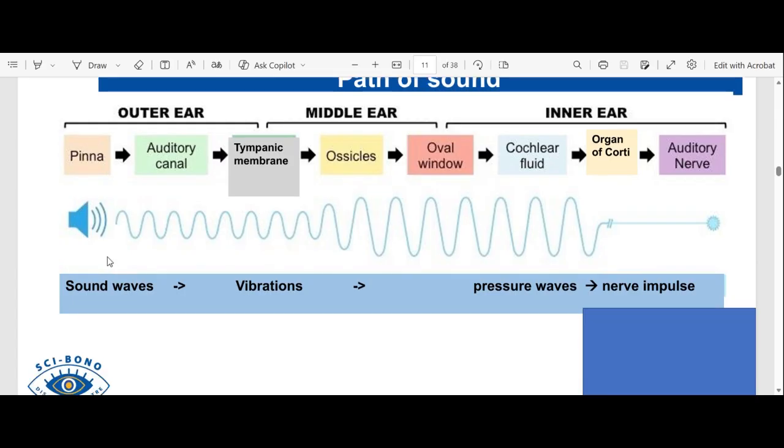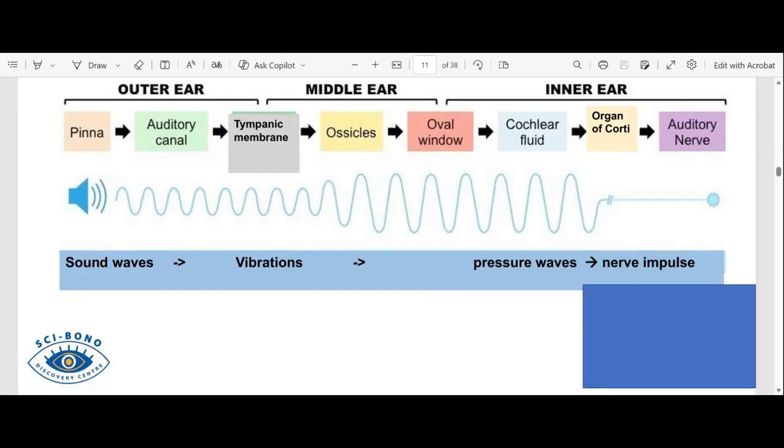And remember, I said that when it comes to the outer ear, we're dealing with sound waves. But when it comes to the middle ear, we're dealing with sound vibrations. When it comes to the inner ear, we're dealing with pressure waves because there's fluid there. We're no longer speaking about vibrations or sound waves, but about pressure waves. Then after pressure waves, we're speaking about the nerve impulse transmitted to the cerebrum.